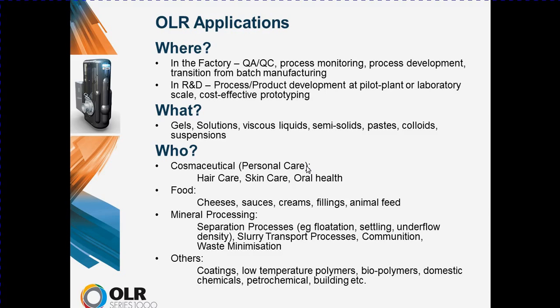The industries that the OnLine Rheometer has applications in are the personal care industry for hair care, skin care and oral health, where these processes are in general batch processes that rely on laboratory analysis of viscosity, in general with a Brookfield type viscometer for a go, no-go on each batch quality. The OnLine Rheometer can clearly fit in this process, replacing the laboratory measurement and shortcutting the process and allowing a semi-batch or semi-continuous process.